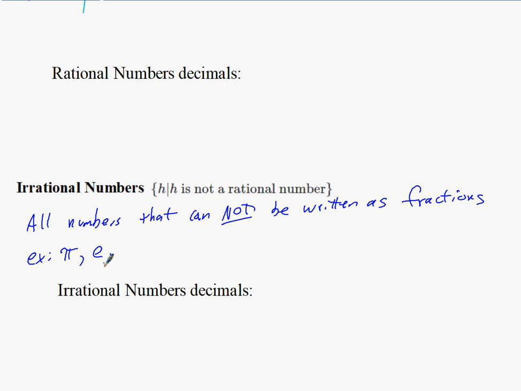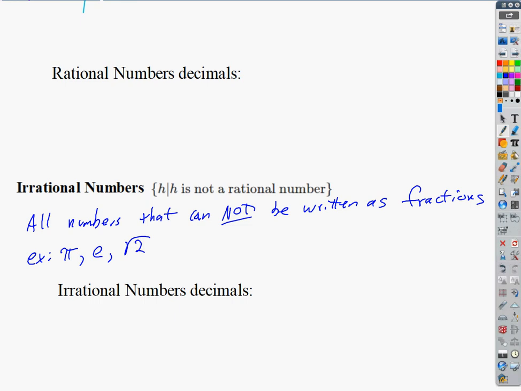What else? Square roots. Yes, some square roots. Like what if I picked the square root of 2? 1.4142, and so on. It goes on and on and on, right? So irrational numbers are the numbers that cannot be written as fractions.